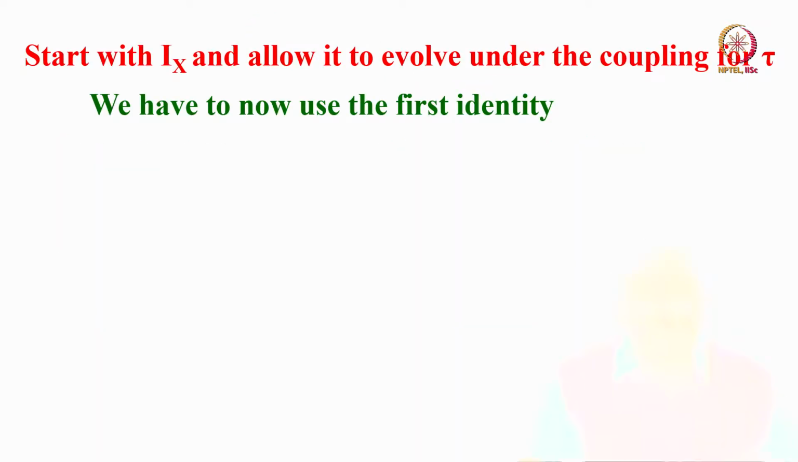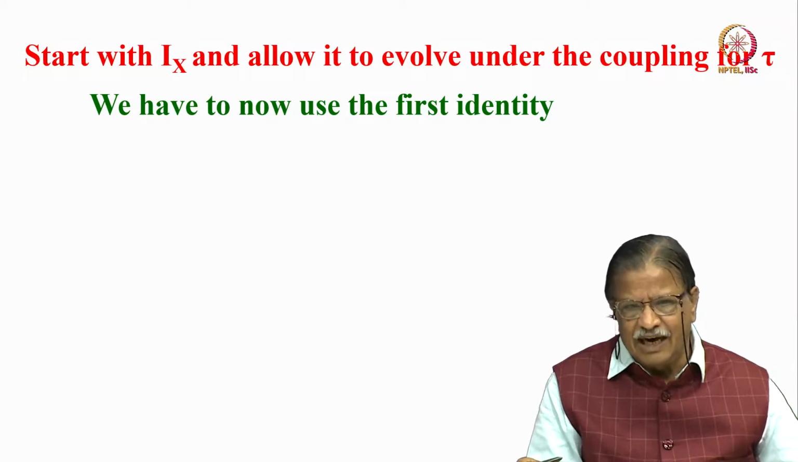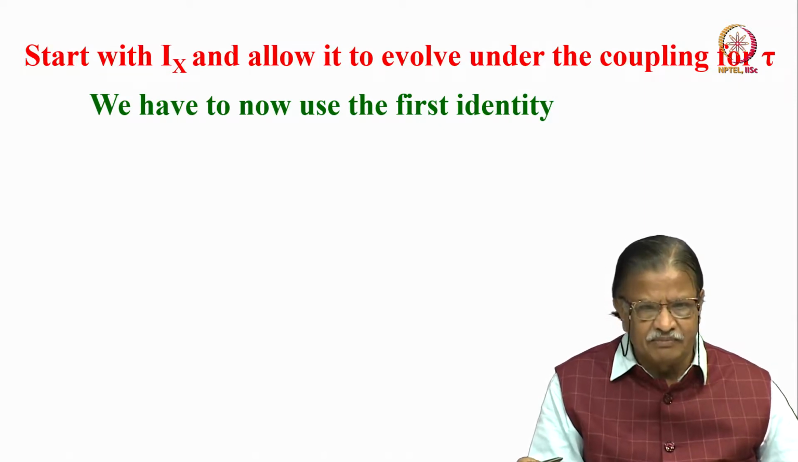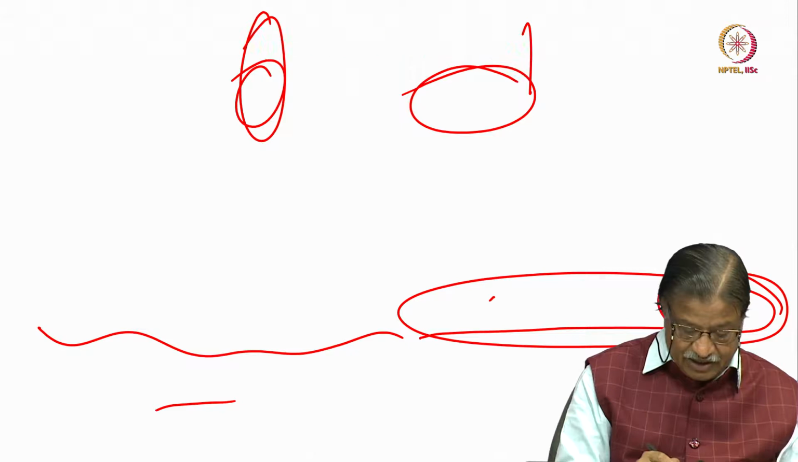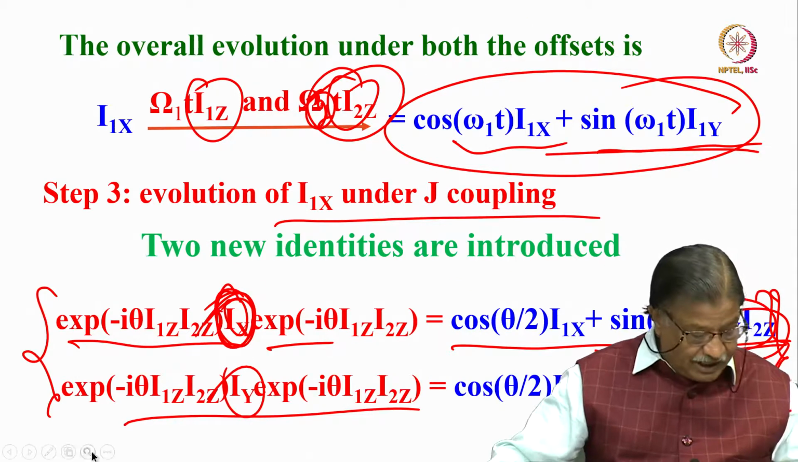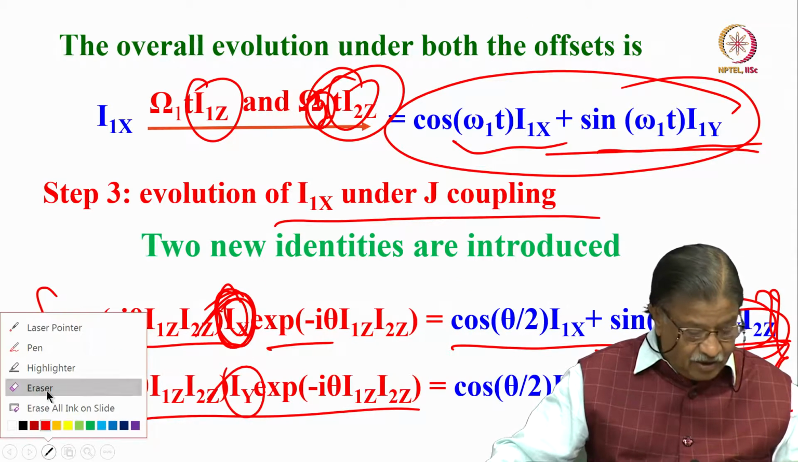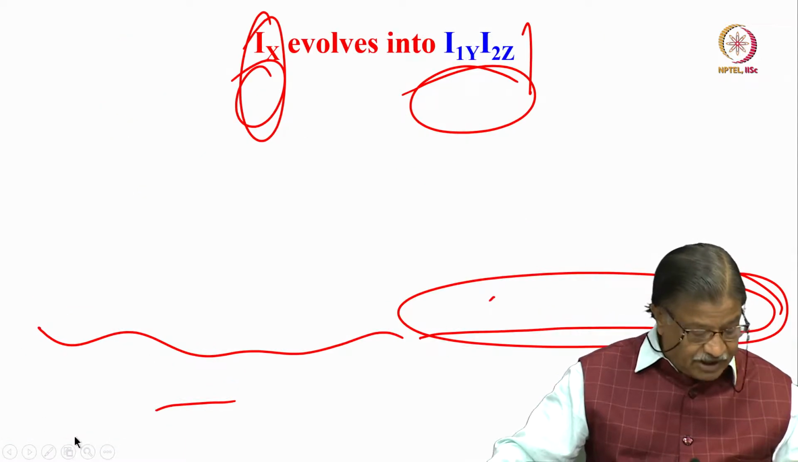Now, we will start with Ix and allow it to evolve under coupling for tau. I started with Ix, so it is the first identity you have to consider, because that is the rotation about the I axis, rotation of Ix.